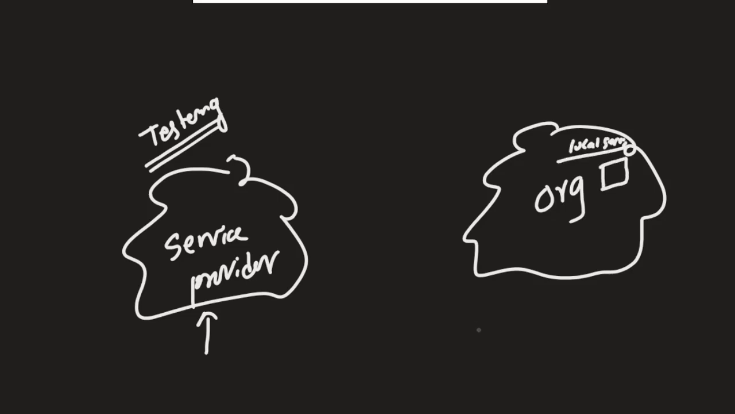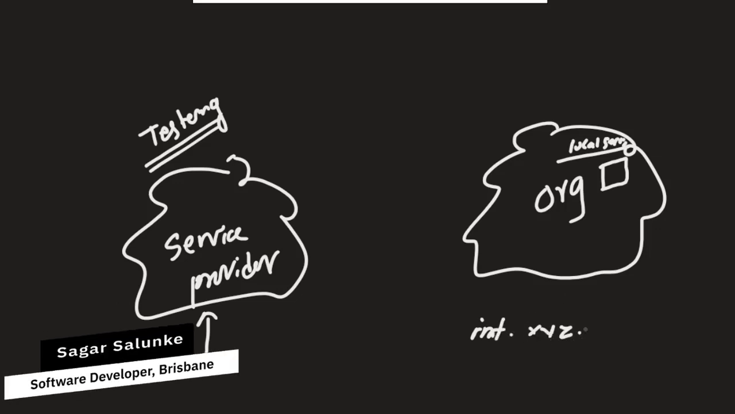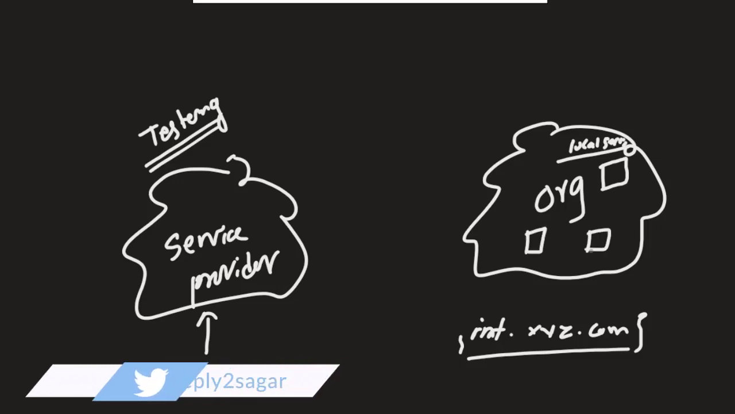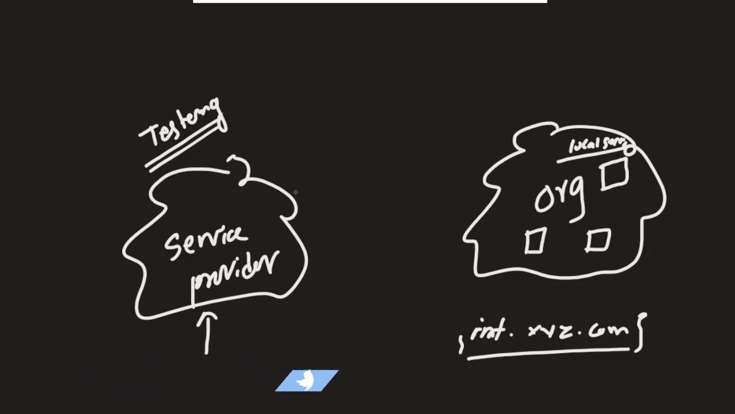For example, int.xyz.com. So you can see that this particular website that is running inside this organization can be accessed from the PCs that are located within that network only. But this testing provider wants to test this website int.xyz.com. How can they access this particular server which is sitting in this particular network?